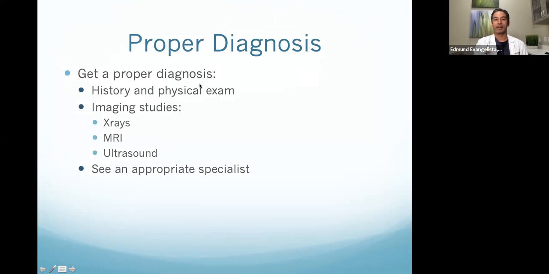So it's important to get a proper diagnosis, and we do that through a thorough history, a thorough physical exam, looking at both not only the hip joint, but also the lumbar spine. And then we do have our imaging studies, X-rays, MRI, and ultrasound are all important at diagnosing the exact cause of the hip pain. And I think it's important to see an appropriate specialist, someone who treats hips and lower back, kind of looking at the whole picture. That way you get a proper diagnosis right off the bat.